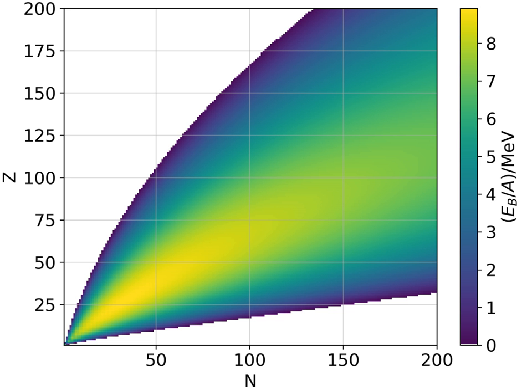In the following formula, let A be the total number of nucleons, Z the number of protons, and N the number of neutrons, so that A equals Z plus N. The mass of an atomic nucleus is given by m equals Z m_p plus N m_n minus E_B over c squared, where m_p and m_n are the rest mass of a proton and a neutron, respectively, and E_B is the binding energy of the nucleus.